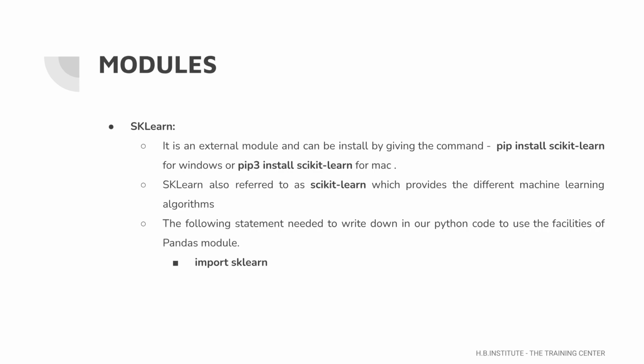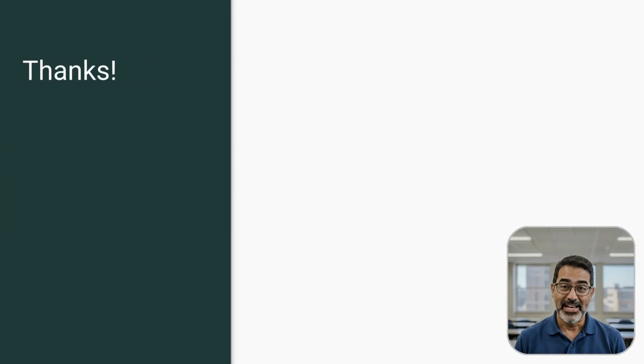sklearn, or scikit-learn, is another external module that provides different machine learning algorithms. You can install it with "pip install scikit-learn" or "pip3 install scikit-learn" and use it by writing "import sklearn" in your code.